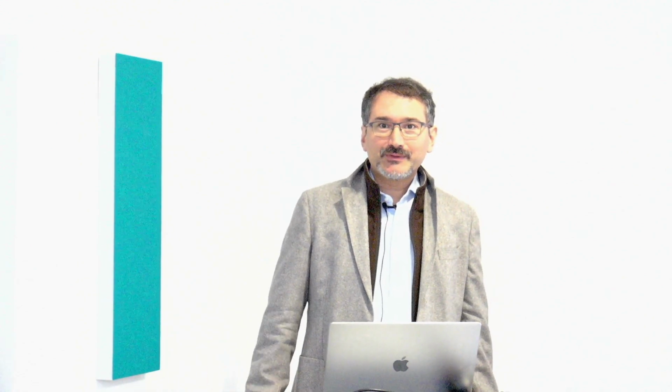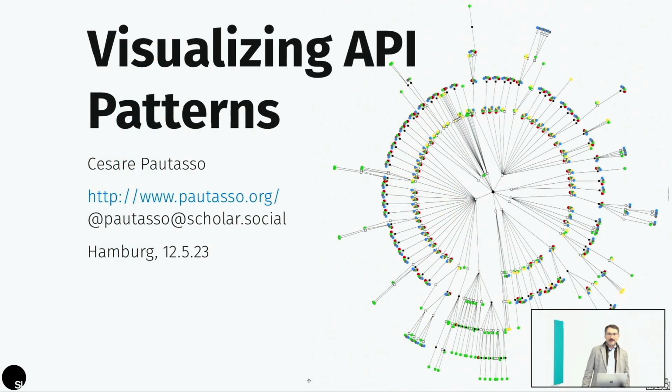I'm Cesare Pautasso, and I'm going to show you a little bit more behind-the-scenes look into how we came up with the patterns that you can read about in the Patterns for API Design book. And one way to find patterns is actually to look for them and to visualize the objects that can contain them. So in this talk, I'm going to show you many visualizations of APIs, and we will try to see if you can spot some of the patterns.